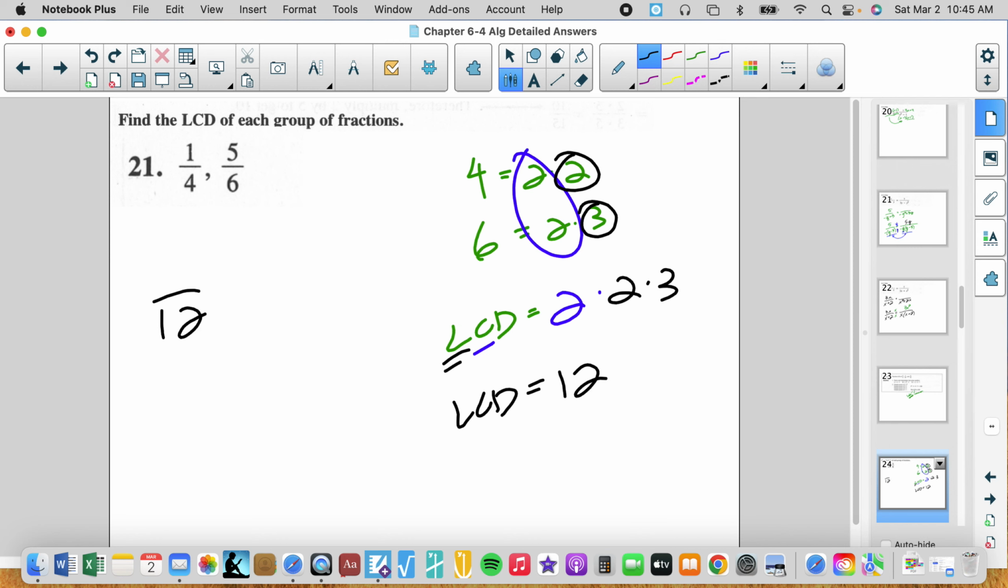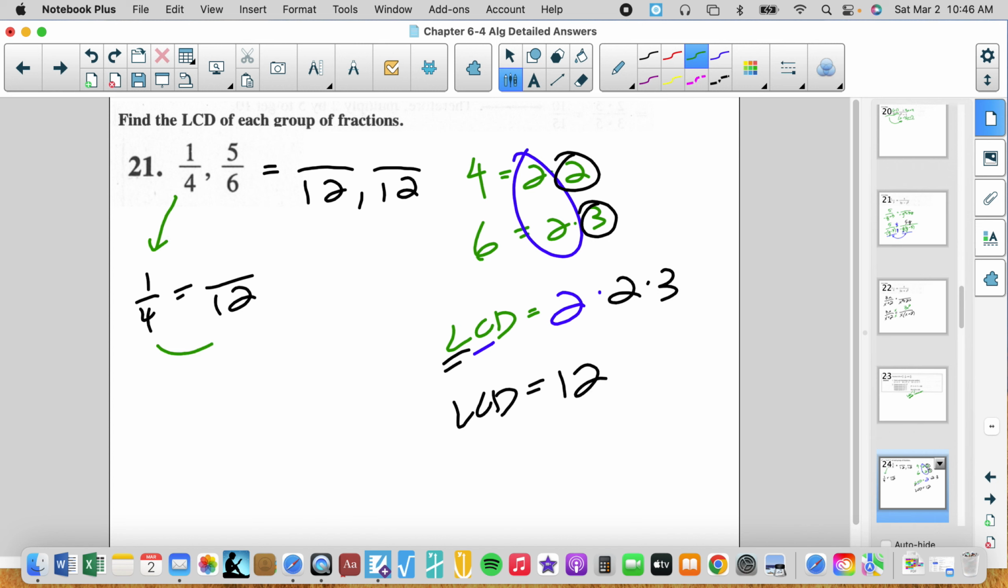So let's do this: equals, we'll put that as 12 and that is 12. And now we have to write equivalencies. So we have to do what we just did in the 20 problems before. We have my starting fraction and I'm converting it into 12ths. So times 3, times 3. So 1/4 is equal to 3/12. And then I'm going to do it to my other term, 5/6 equals how many 12ths? I'm going to multiply that by 2, multiply that by 2, and I get 10. So those are equivalent fractions to those two.